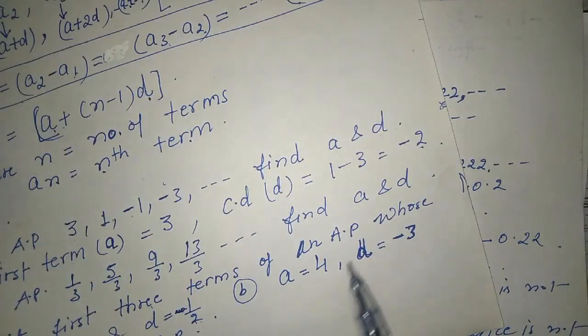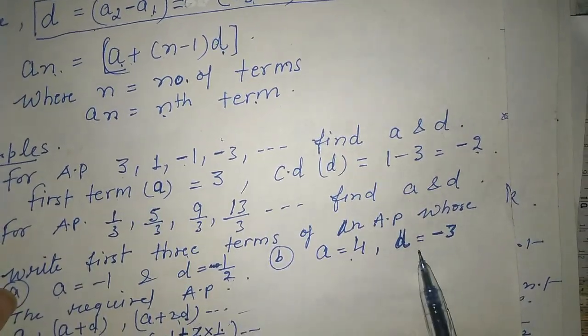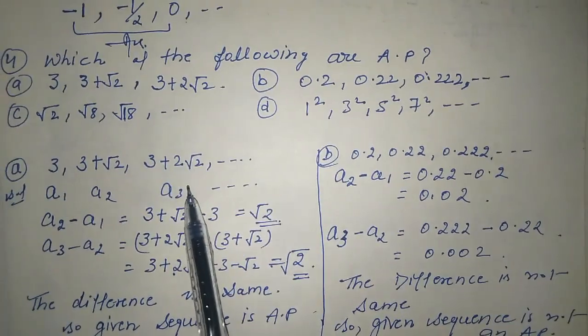And this one is the B part, where A is equal to 4 and D is equal to minus 3. This is for your practice. Now another type of question.